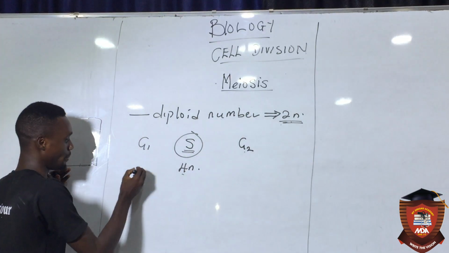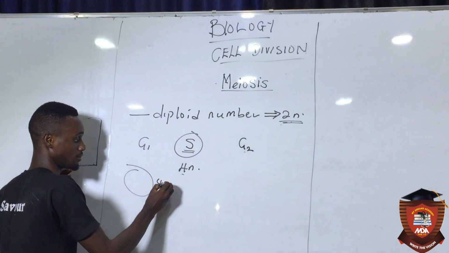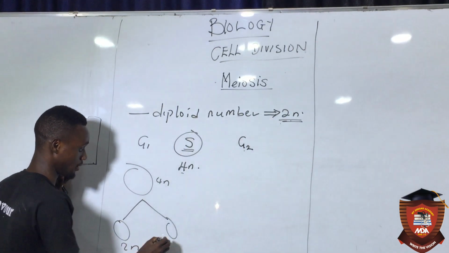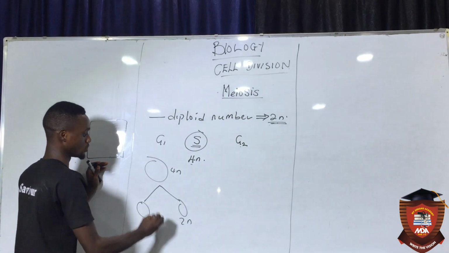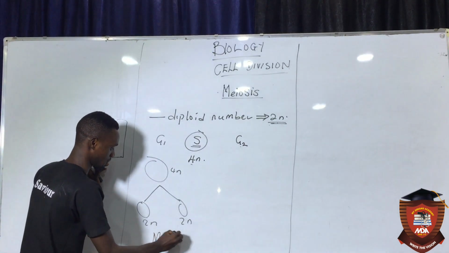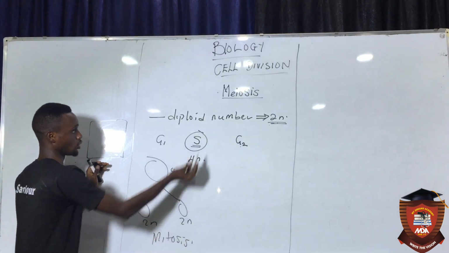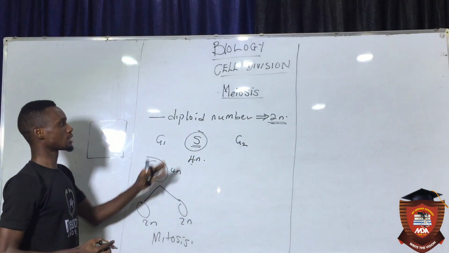So this is a parent cell that has 4n. It then divides into 2 cells, each with 2n. This is what happens in mitosis. So the 2 daughter cells formed in mitosis are diploid. Okay? Now let's look at meiosis.